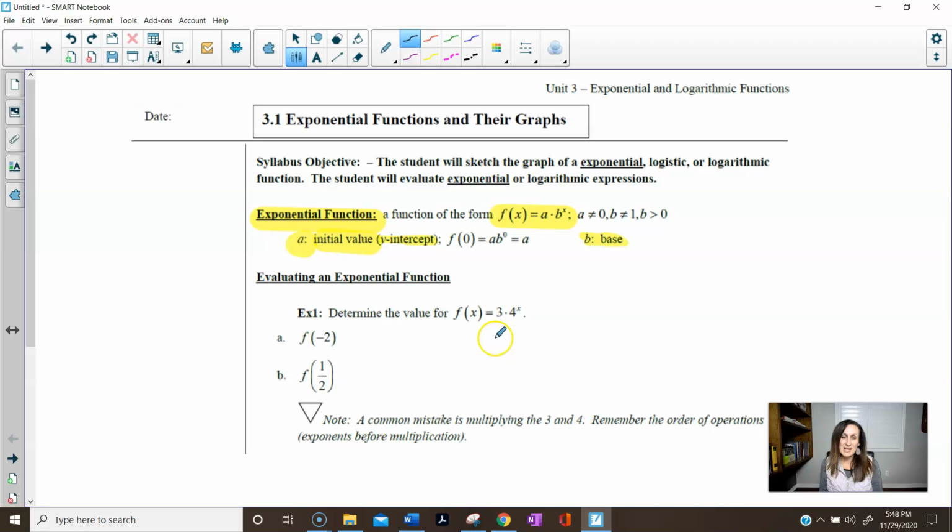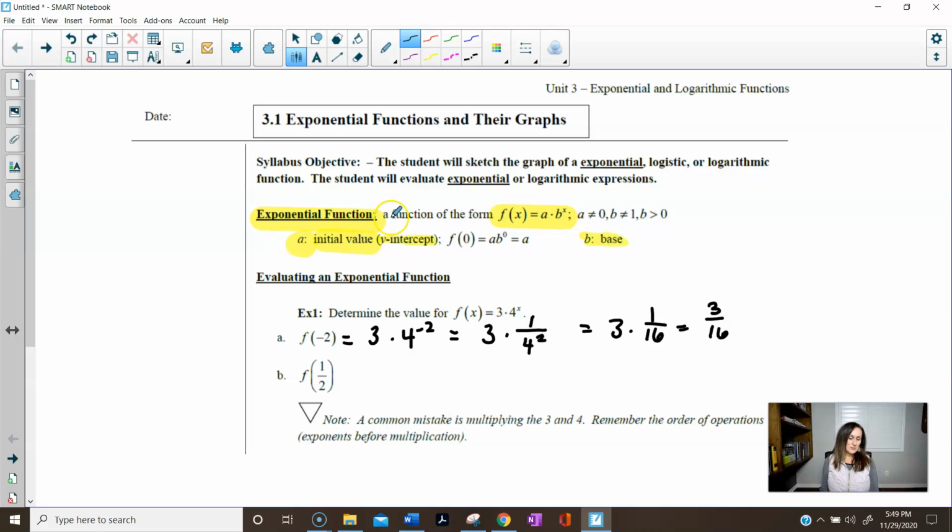If I said f of x equals 3 times 4 to the x power, and I want you to find f of negative 2, what that means is where I see an x, I will plug in a negative 2. Now, it's really important that you do not take 12 to the negative 2 power because that's not following the order of operations. So what you would do instead is this is 3 times, and then you can write this as 1 over 4 to the positive 2 power. So now I have 3 times 1/16, which is equal to 3/16.